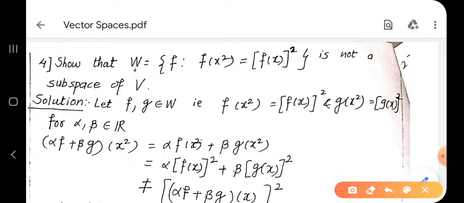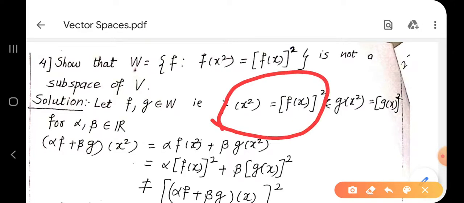What is that condition? f(x²) = (f(x))², and g(x²) = (g(x))², for α, β belonging to R. Now consider this αf + βg operating on x². We have to show that it is ((αf + βg)(x))². Multiply x² inside. What do I get? αf(x²) + βg(x²).